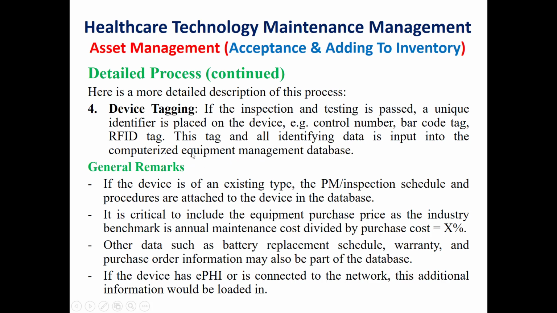Also, some points should be considered in this step. If the device is an existing type, this means that you have similar devices already existing in our PM schedule. Another point is to include the purchasing price, because we should compare the annual maintenance cost with this purchase price. This is used as a performance indicator for the department.